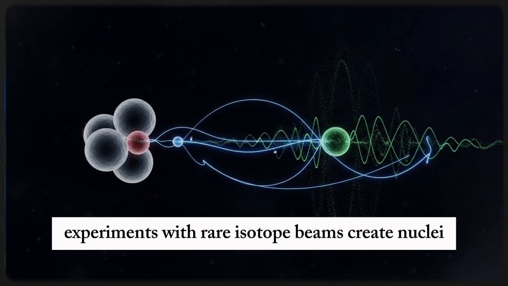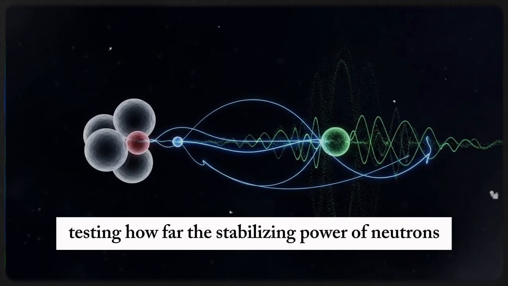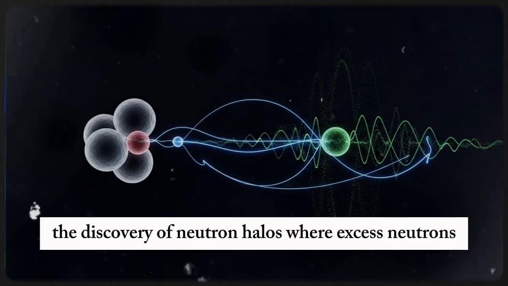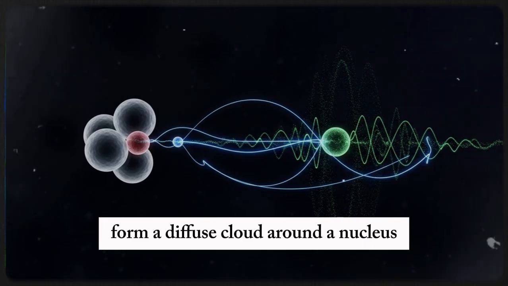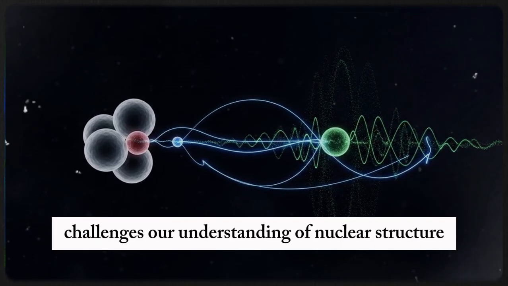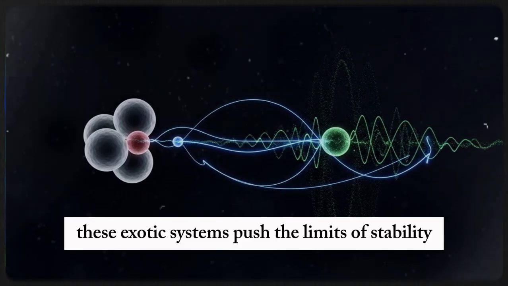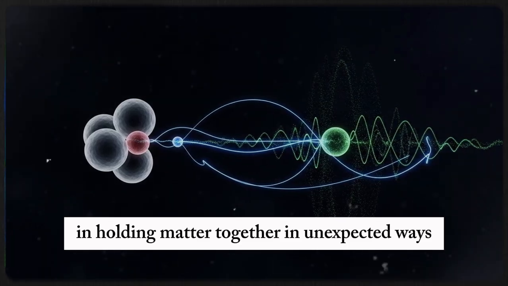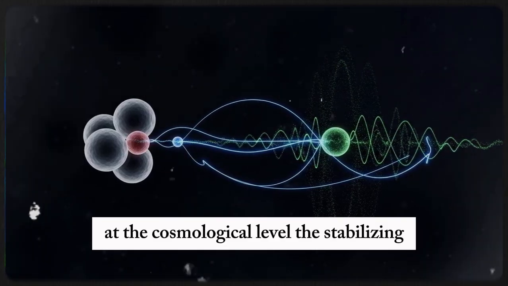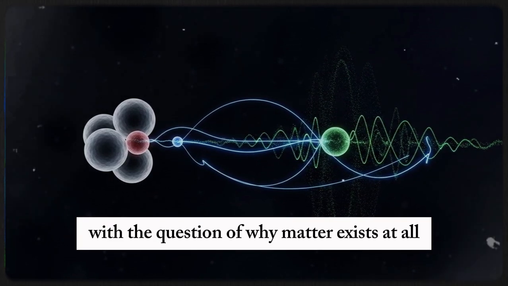Modern physics continues to probe the mysteries of neutron stabilization. Experiments with rare isotope beams create nuclei with extreme neutron-to-proton ratios, testing how far the stabilizing power of neutrons can be stretched. The discovery of neutron halos, where excess neutrons form a diffuse cloud around a nucleus, challenges our understanding of nuclear structure. These exotic systems push the limits of stability and reveal the creativity of neutrons in holding matter together in unexpected ways.